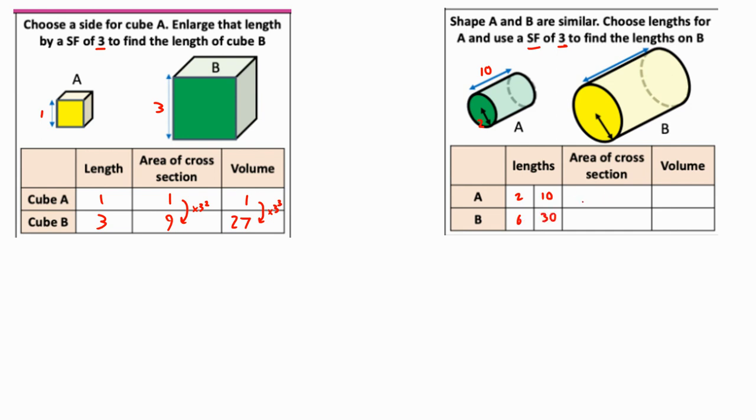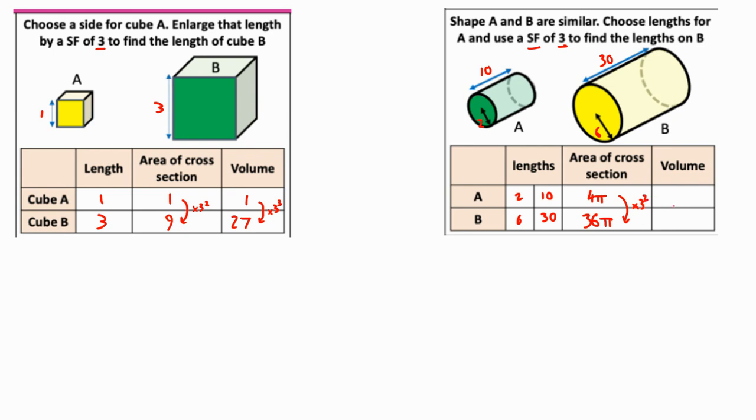So the area will just work in terms of pi. The area of the cross section would be 2 times 2 times pi, so that would be 4 pi. But on the yellow one, which is 6 as the radius, it would be 6 times 6 times pi, so that would be 36 pi. Notice there, though, you've still just multiplied by the scale factor squared.